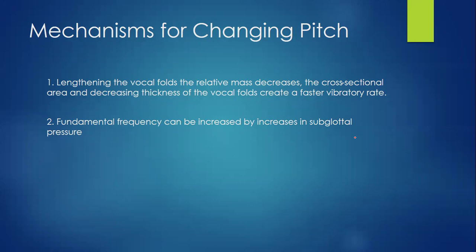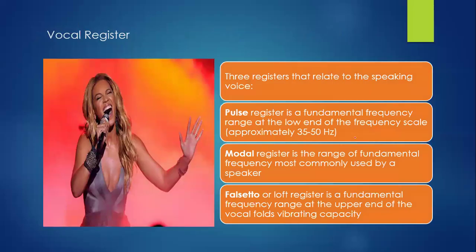And then fundamental frequency can be increased by increases in subglottal pressure. Again, subglottal pressure, we've met it here, right? So subglottal pressure is the pressure below the glottis. And we're saying that when you increase that pressure, you are able to have a higher pitch as well.